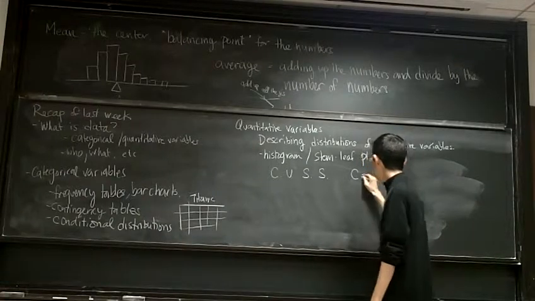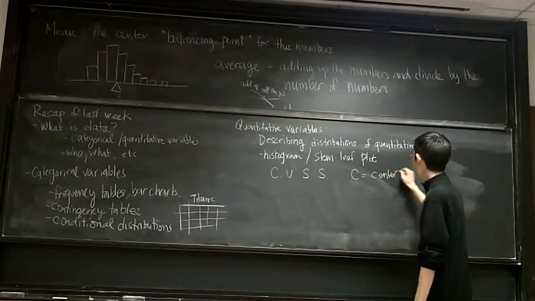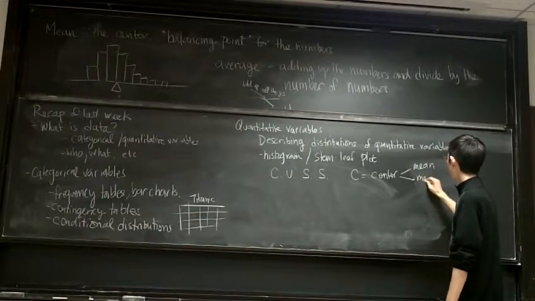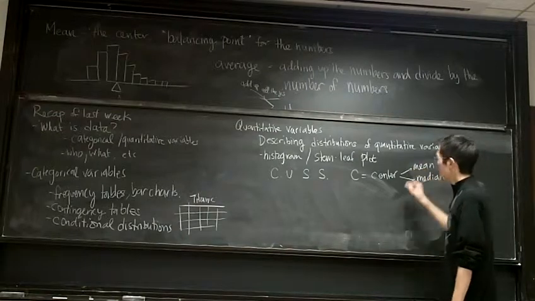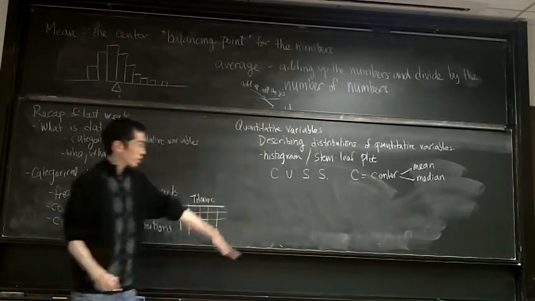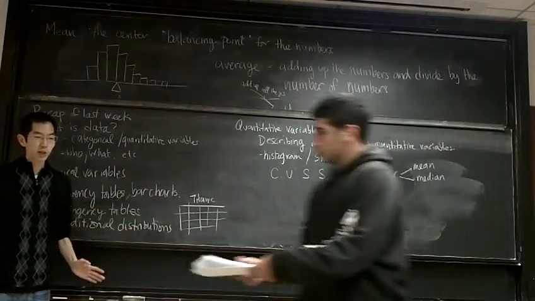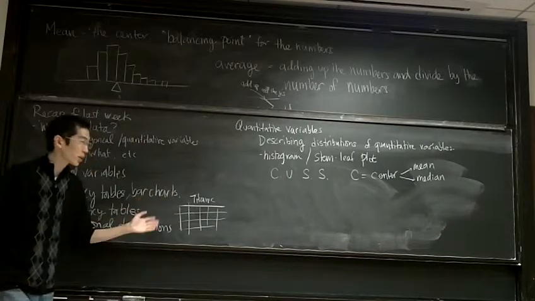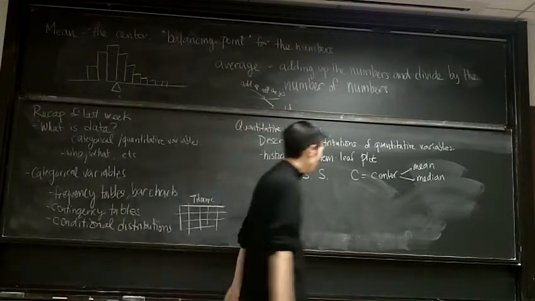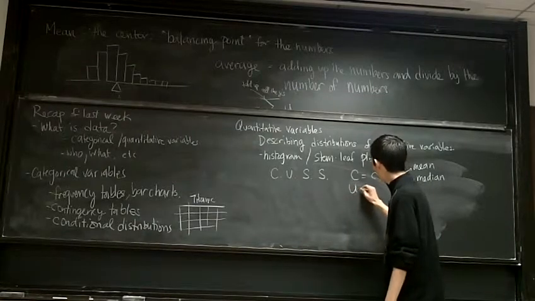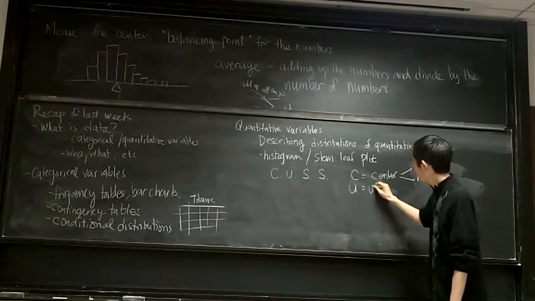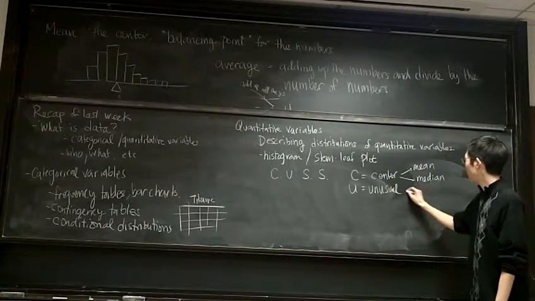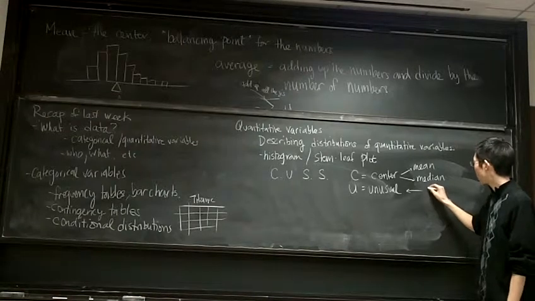So the C represents the center, and we did learn the mean and the median. Now, as I'm going through this recap, if you feel like I didn't do a good job explaining or describing any of these topics that I'm mentioning, please pause me and have me go over them. Okay. So U, I said this represents unusual. I know I did not really cover this last week, so it will be covered today.